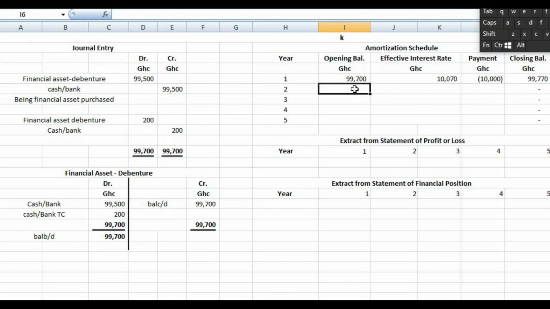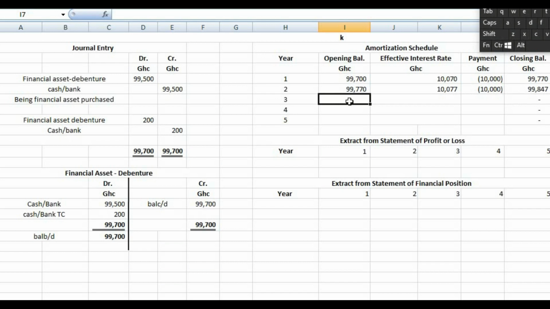So that becomes the opening balance in year 2. We are going to have 99,770. Then we charge interest of 10.10%, and we are going to have 10,077. We pay the coupon of 10,000. So we are going to have 99,847 as our closing balance.